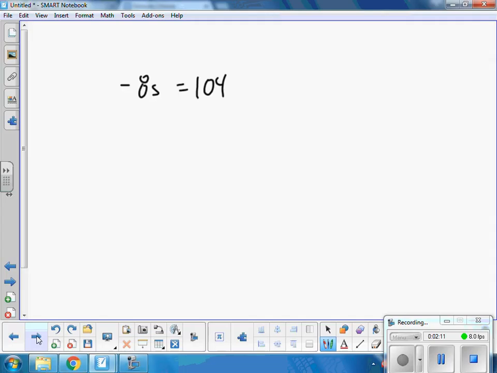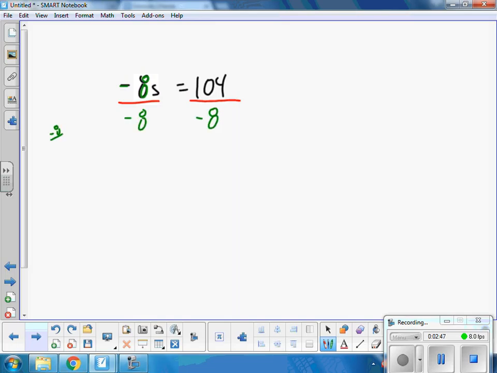Got another one here. When I look at this, it's negative 8s equals 104. I've got to try to figure out this one, so I'm going to look at the side with the variable. I see that it's negative 8 times s, so I see multiplication, so I'm going to do the opposite. I'm kind of like undoing it. That's why I'm doing the opposite, so I can undo the math that's happening to my variable. So again, I see multiplication, so the opposite would be to divide. I see that negative 8 is what's being multiplied, so I'm going to divide by negative 8.